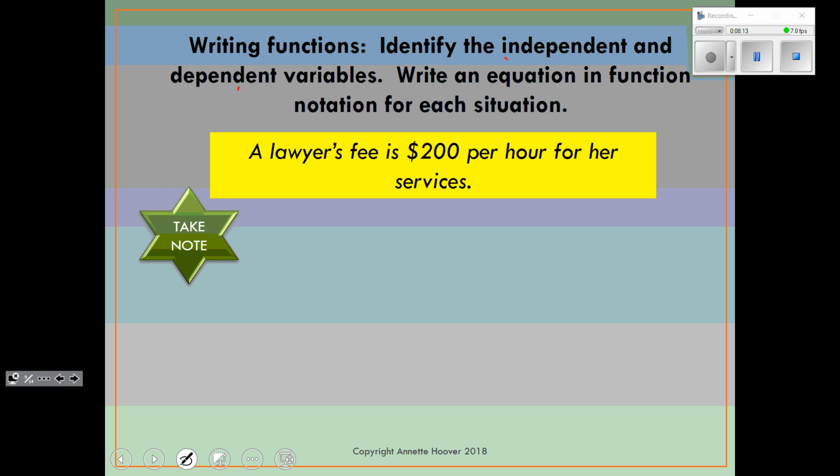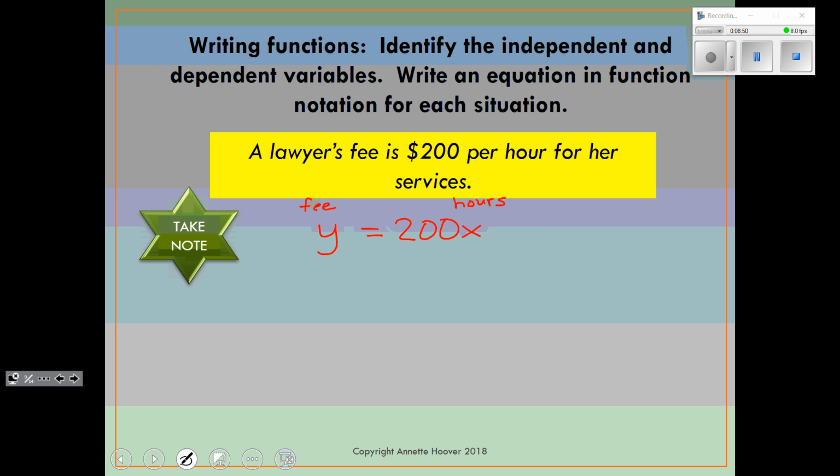Now we're going to take it one step farther. We're going to identify the independent and dependent variables, and we're going to write an equation in function notation. You've written equations before, so just think about how you would write this equation. A lawyer's fee is $200 per hour for her services. This is where we're going to be multiplying it times x. So the fee, which is the y variable, is dependent on the number of hours that you work.